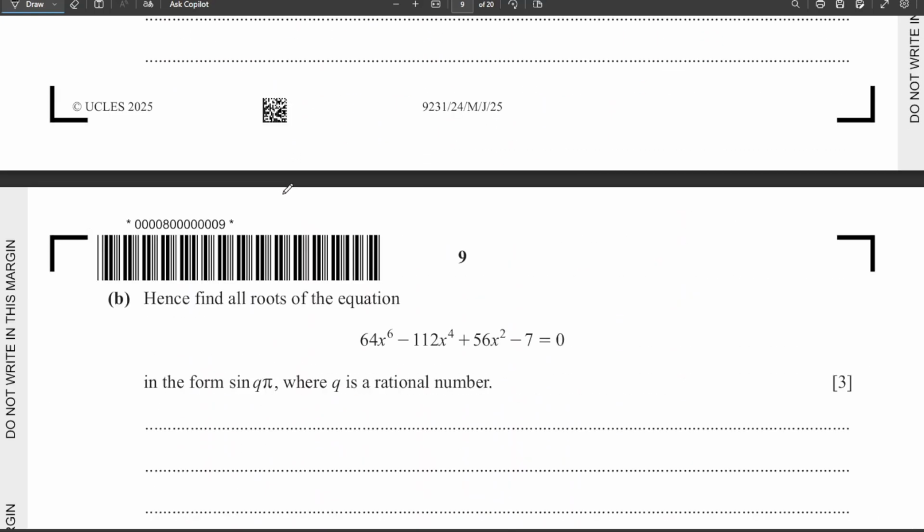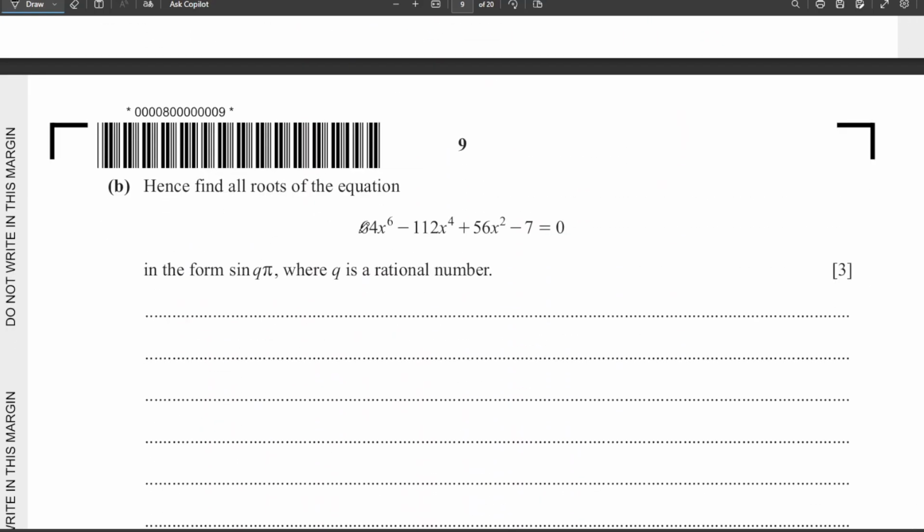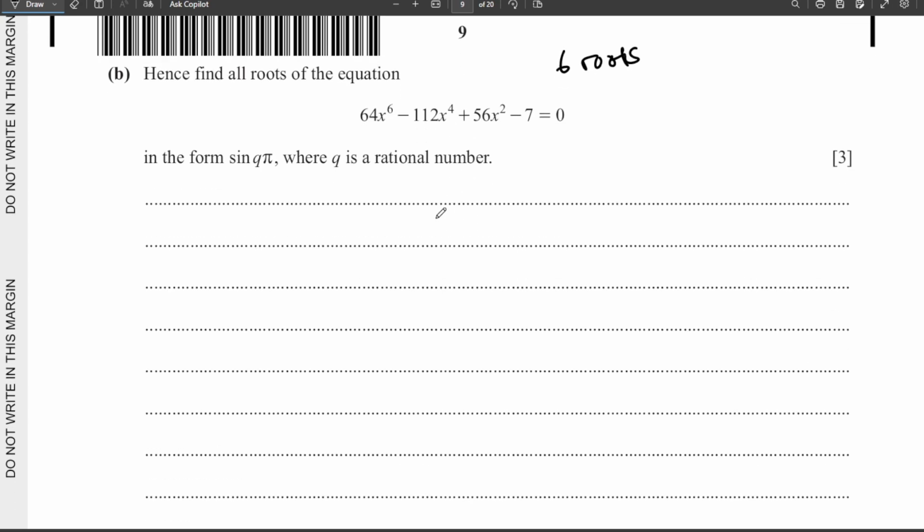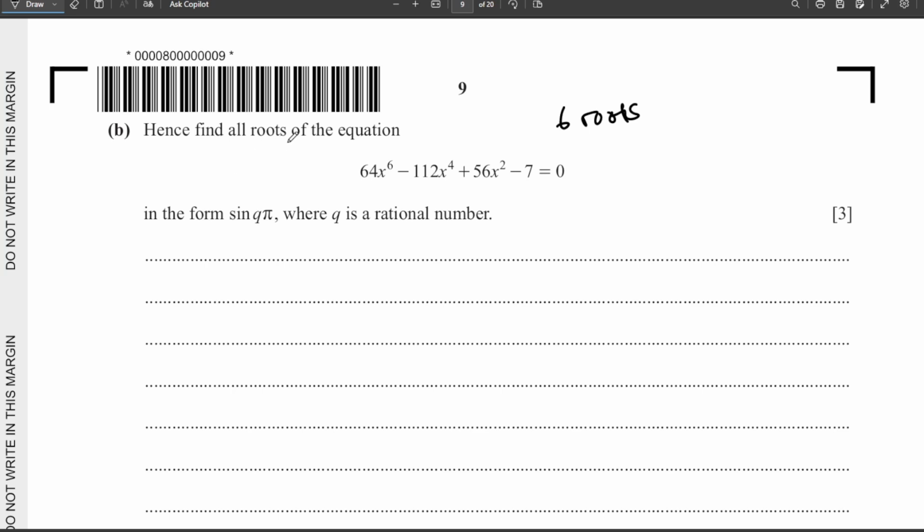Now we go to part B. Hence find all the roots to this equation. Now if you notice, here there is a polynomial of power 6, right? So there will be 6 roots straight away that you will know, because a polynomial of order n will have n roots. This is 6th order, so there will be six roots. And they want us to find the roots in the form of sine q pi, where q is a rational number.